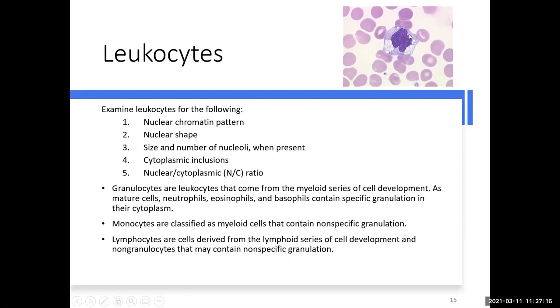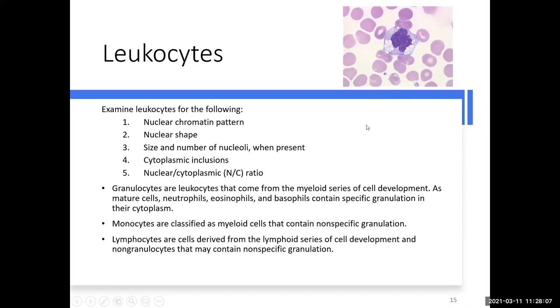When you talk about the shape, is it indented? Is it in segments? Is it large, smooth edges, complete circle? When you look at the size and the number of nucleoli, how big is it? Does it take up most of the cell? That goes into the nucleus to cytoplasm ratio. Is it more nucleus than it is cytoplasm? When we say cytoplasm, we're looking at everything surrounding this nucleus, this bluish area here. Does it have any kind of inclusions in the cytoplasm? Are there granules? Are there vacuoles? Are there any abnormalities inside of this cytoplasm?